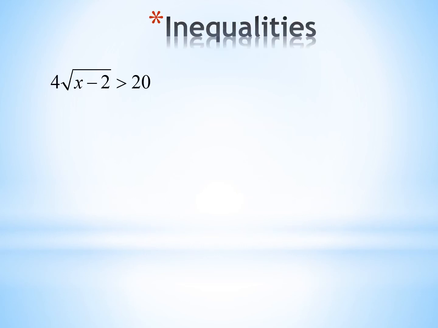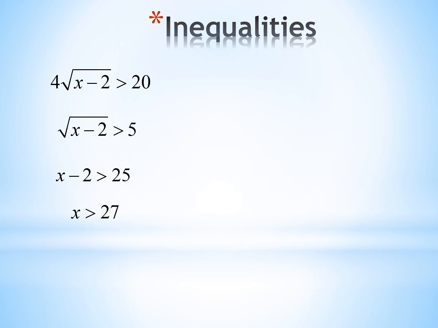Now, we're going to do some inequalities, which are going to be handled a little bit differently. So we have 4 times the square root of x minus 2 is greater than 20. So the first thing you do is just solve it as if it was an equal sign. You're going to isolate the radical, so you're going to divide by 4. And then you're going to square both sides, and you're going to get an answer. X is greater than 27. But now you need to take another step.